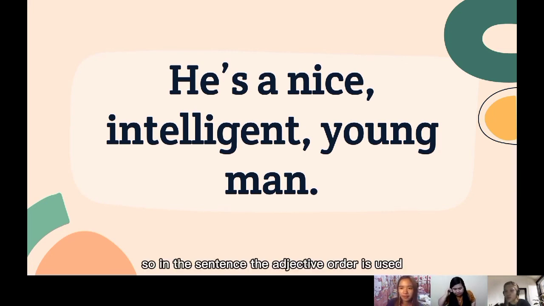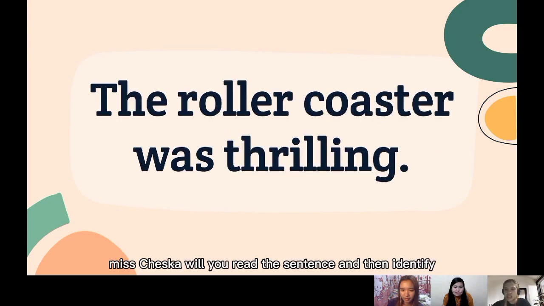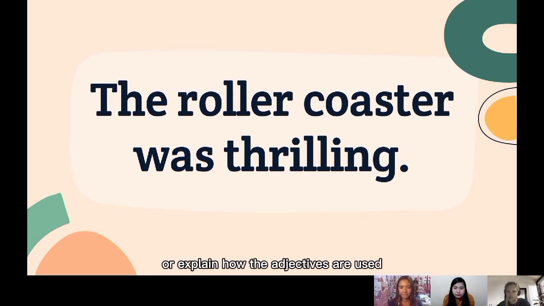Okay, thank you very much. So in this sentence, the adjective order is used. Now let's move on to the next one. Miss Cheska, will you read the sentence and then identify or explain how the adjectives are used? Okay, so the sentence is the roller coaster was thrilling. So the adjective in the sentence is thrilling. Okay, so this is an ing form of an adjective. So it explains the effect of the roller coaster.